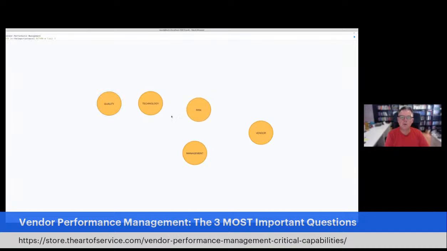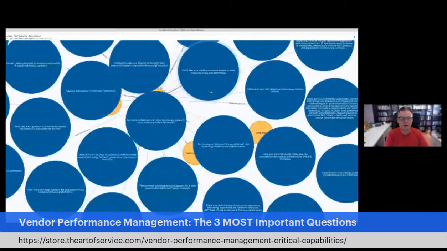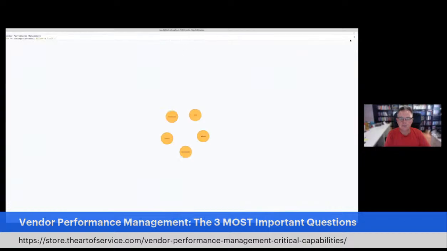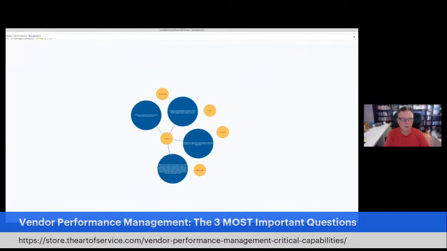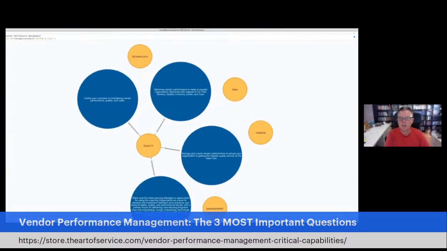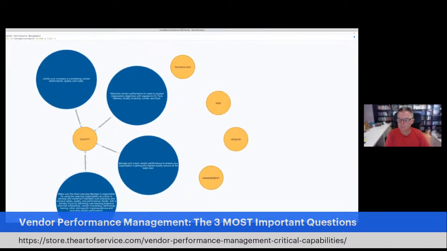I'm monitoring on quality, I'm managing my risk, and I'm figuring out issues with technology to make sure that it's a smooth process, that I have dashboards in place, service level agreements, and make sure that the vendor management process goes smoothly. So this is an interesting way to just get on the board what I need to be focusing on, specifically on vendor performance management from one perspective.